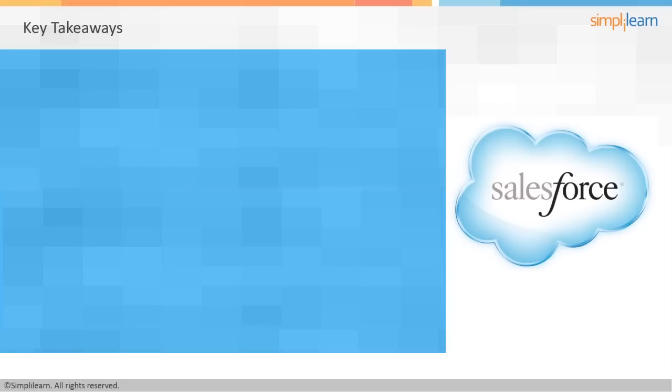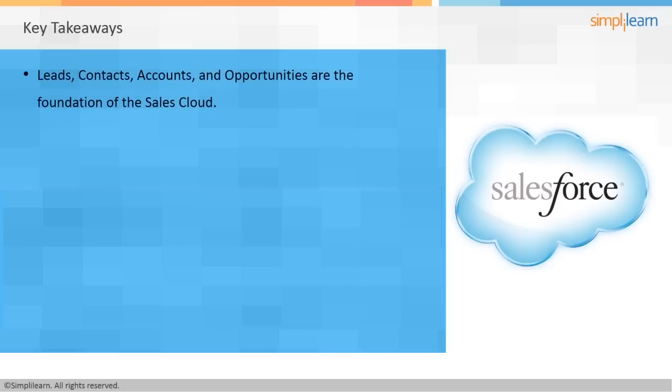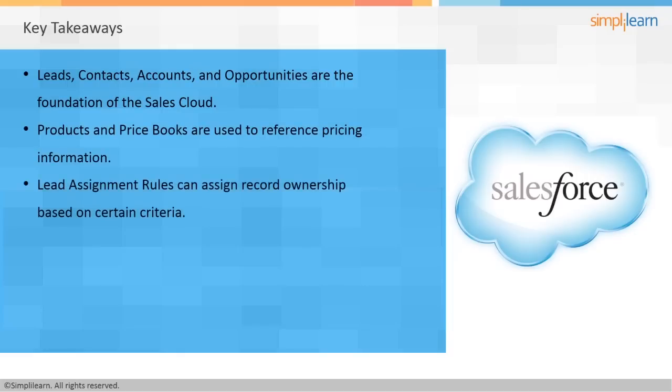So the key takeaways for this lesson is that leads, contacts, accounts, and opportunities are the foundation of the Sales Cloud. Products and price books are used to reference pricing information, and lead assignment rules can assign record ownership based on certain criteria. Record types are also used to segment different types of data.